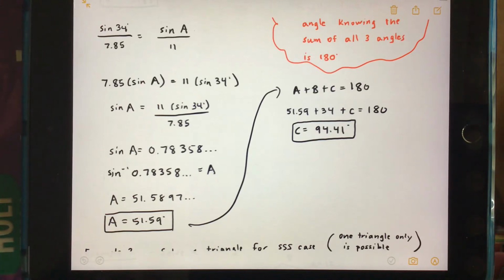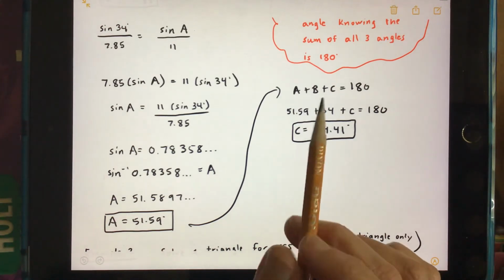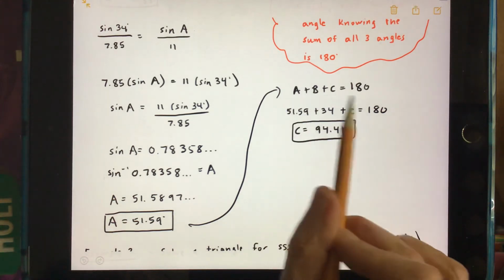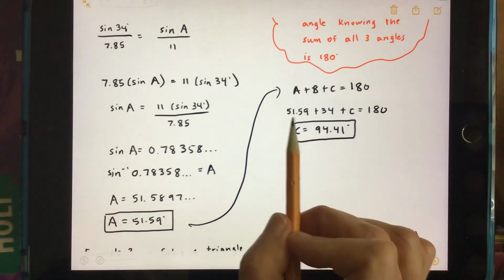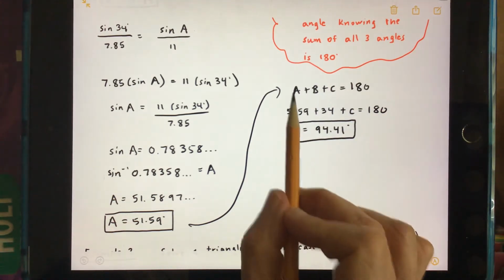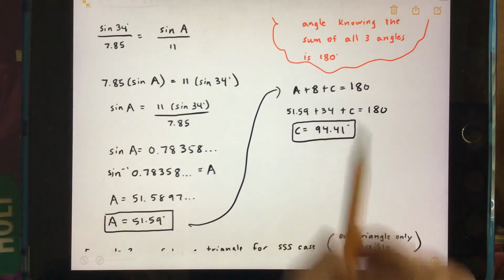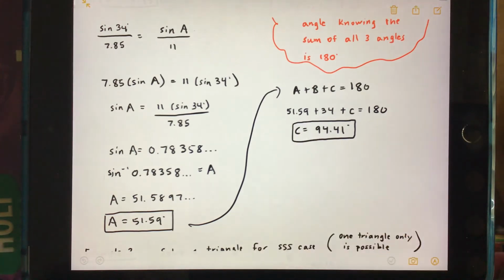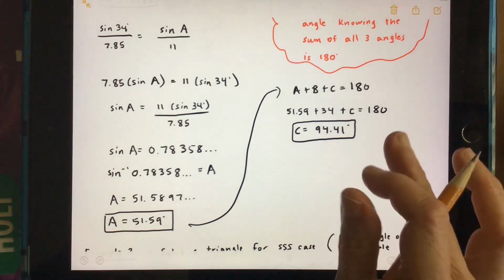Now I could use either the law of cosines or the law of sines at this point, but that would be way more complicated than necessary. I know 2 of the angles, and I don't know the third angle, so I can say the sum of all 3 of those angles is 180. Put in the 2 angles that I know, 51.59 for A, 34 for B, and solve for C. And 180 minus these 2 angles will give me 94.41 degrees for C. So now I have finished solving the triangle. I found my 2 unknown angles, and I found my missing side, so I'm done.